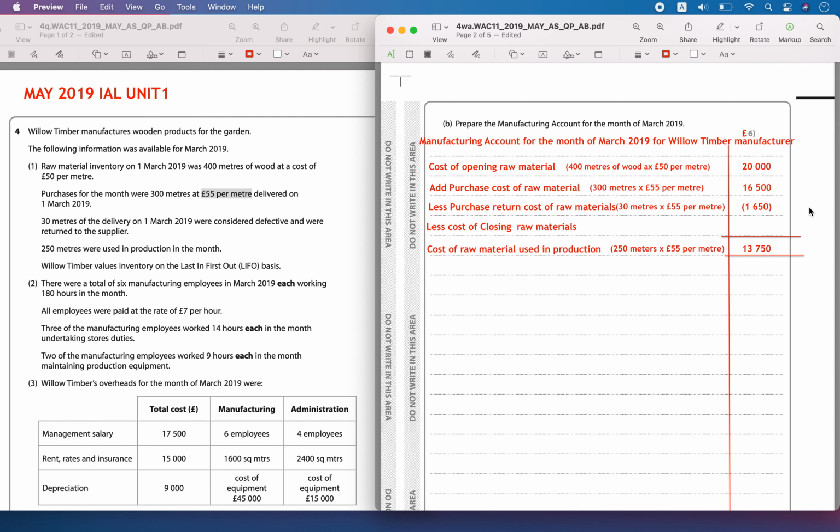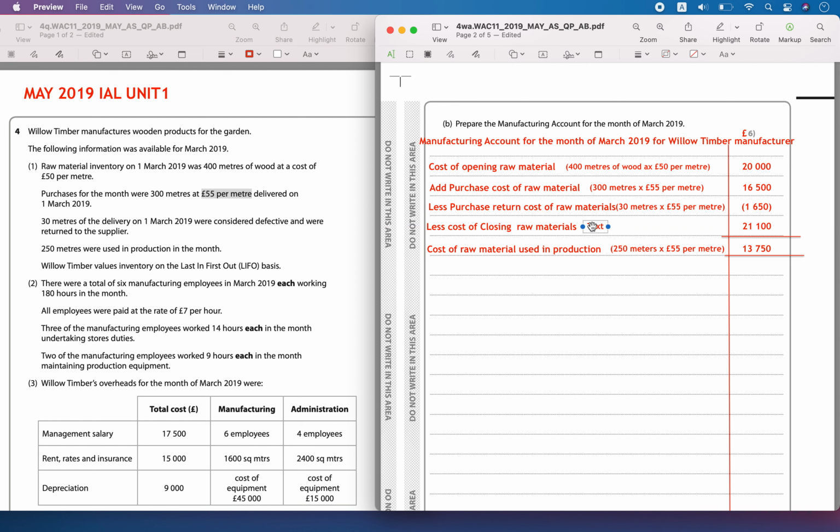So 20,000 plus 16,500 minus 1650 is 34,850. 34,850 minus 13,750, I will get the cost of closing raw material. So minus 13,750, that will be 21,100.